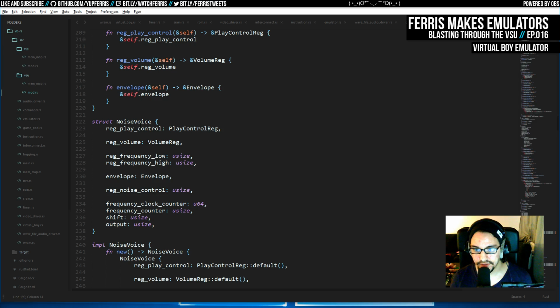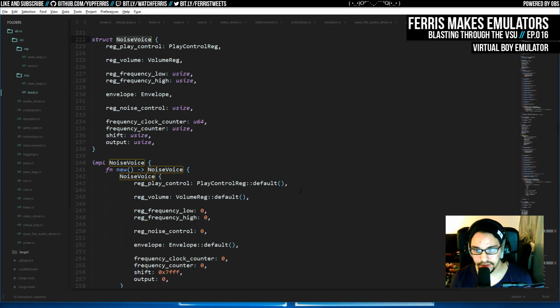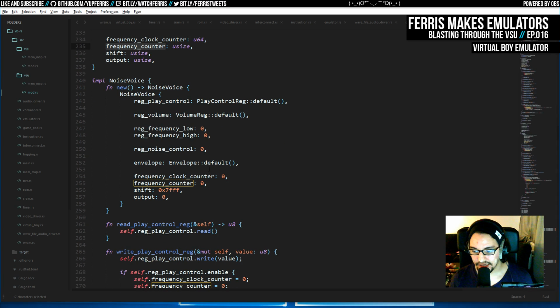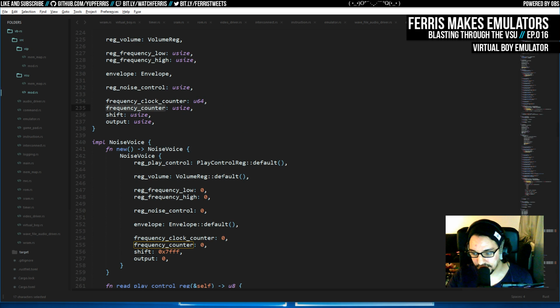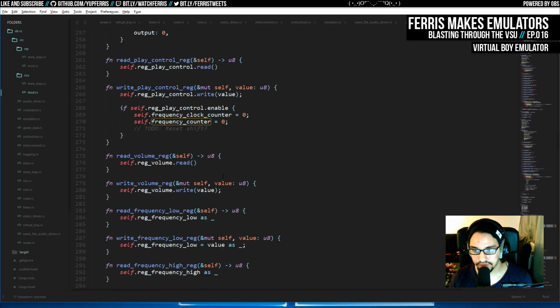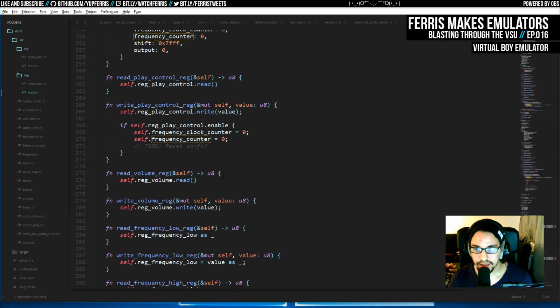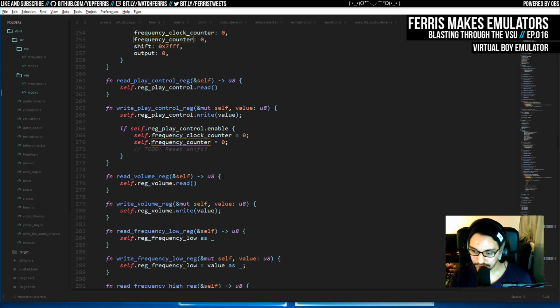The noise voice is also really similar. It also has its own frequency clock counter and frequency counter, which again is that two-stage divider. But then instead of updating a phase to look up in a wavetable, first of all, the frequency divider stuff has a bit of a different phase, because I think it's a 500 kilohertz oscillator that it divides down. And then instead of reading data from 32 slots in wavetables, what this ends up doing is it has what's called a linear feedback shift register, which is a really fancy term for saying it does some bit meddling and some shifting, and will give you a 1-bit output.